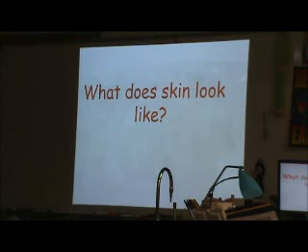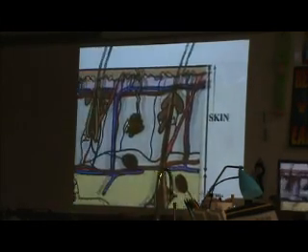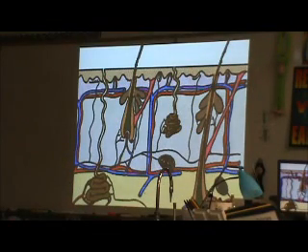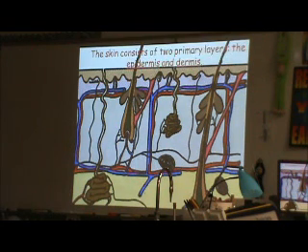Today we're going to start to take a look at the anatomy of the skin. So when we take a look at the skin, this is just a schematic diagram, a simple sketch of what we might see if we were looking at the skin in cross-section. And it would be divided into two primary layers.